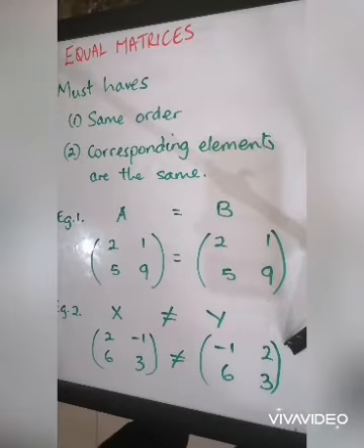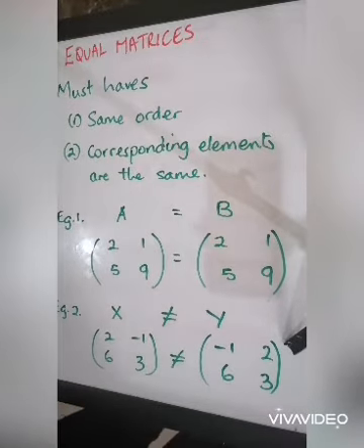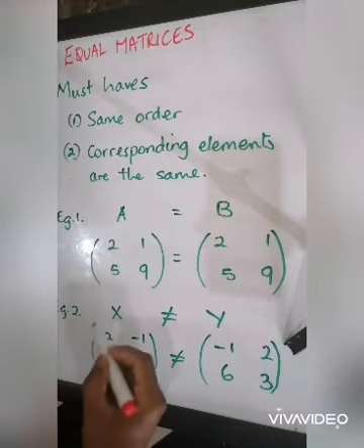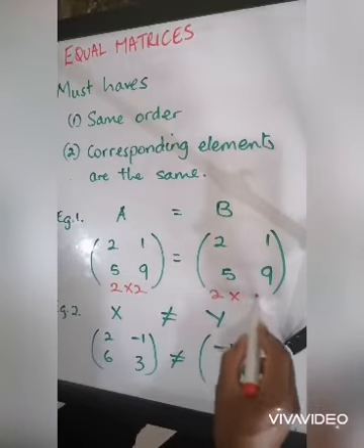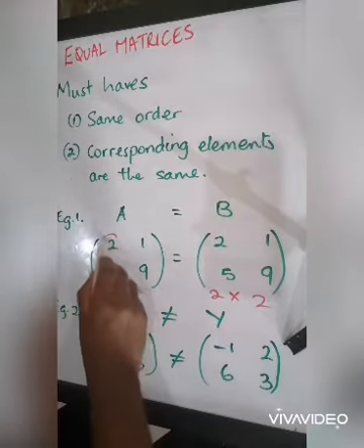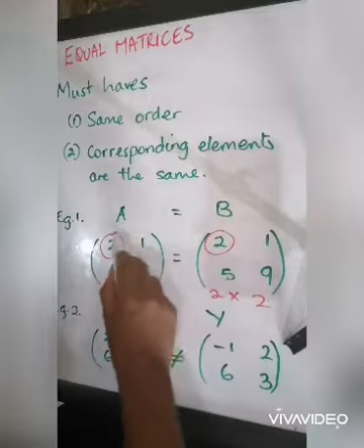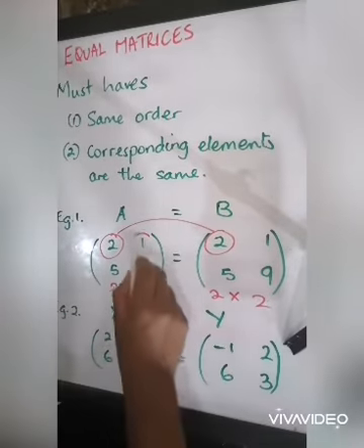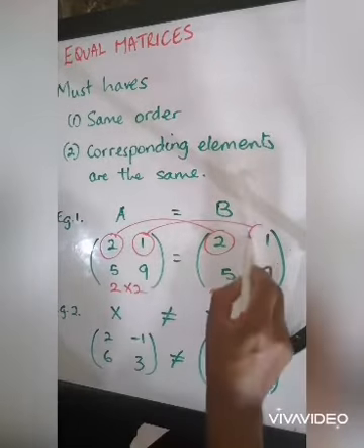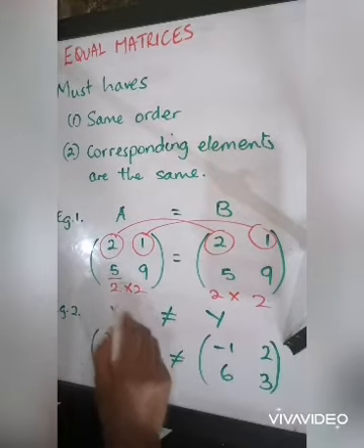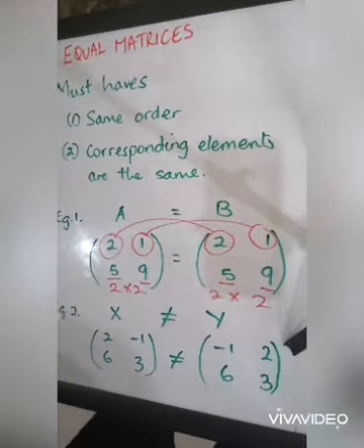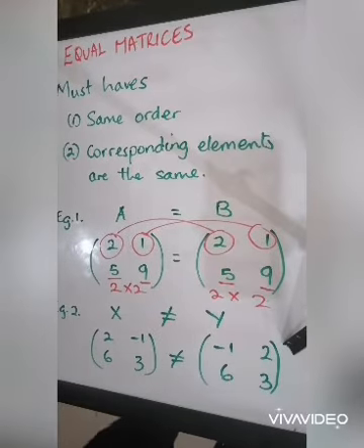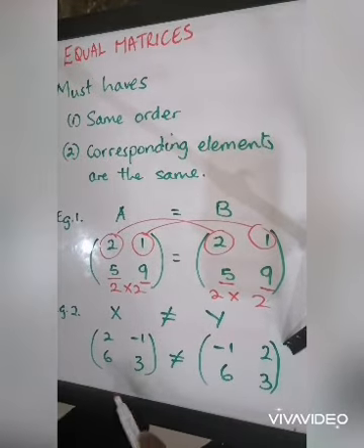So let's compare two matrices, A and B. We say that A is equal to B because they have the same order. Both of them are 2 by 2 matrices. And each corresponding element is the same: 5, 5, 9, 9. We can see it there. Very basic.